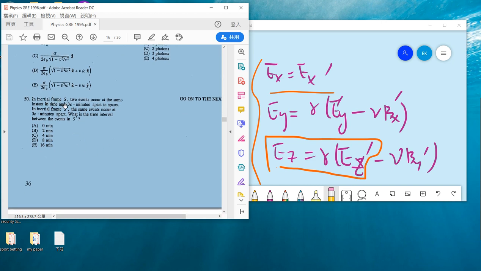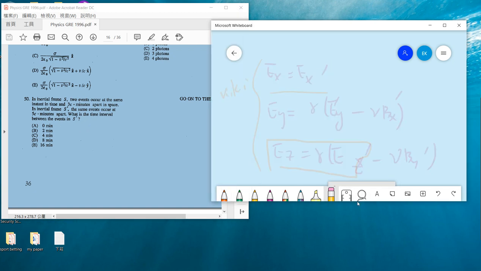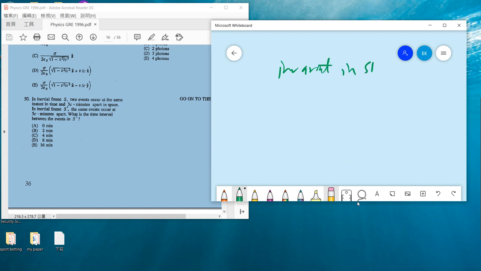Okay, 50. In the initial frame, two events occur at the same time and 3c minutes. In inertial frame S prime, the same events occur at 5c minutes. What is the time interval? Okay, so it asks about the invariant. The invariant in special relativity, which is dr squared minus c dt squared, is constant.